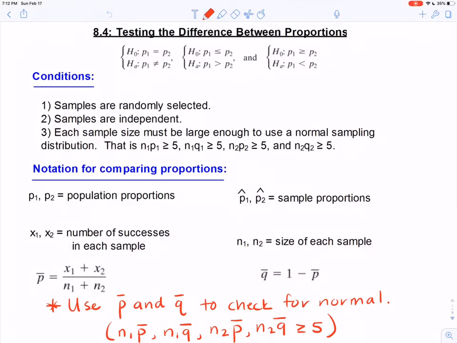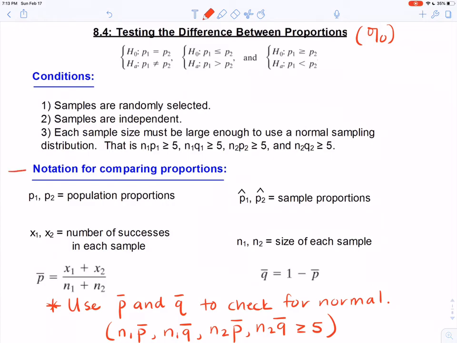Okay, so in section 8.4, you're going to be looking to test the difference between proportions rather than the difference between means. Remember that proportions are just claims about a certain percentage from the population. We did tests for one proportion back in chapter 7, so this will just be tests comparing two proportions. Like I always do, I've defined your conditions, things you need to check to make sure that you're going to be able to use the normal distribution.